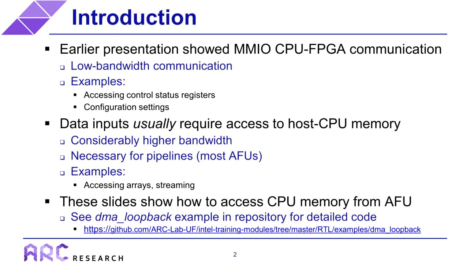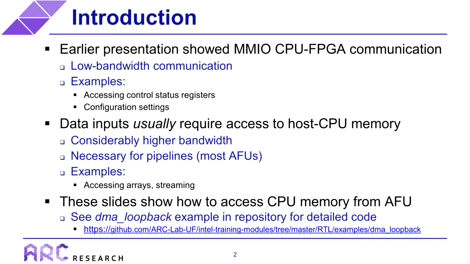If you've watched the earlier presentations, you've already seen one way of establishing communication between a host processor and an FPGA using memory mapped I/O. Now that works just fine and it's easy to implement, but it has the limitation of providing very low bandwidth communication. So it is useful for certain situations. For example, if you just want to access control status registers, or if you want to set some configuration options, basically anything that you just do occasionally is appropriate for memory mapped I/O.